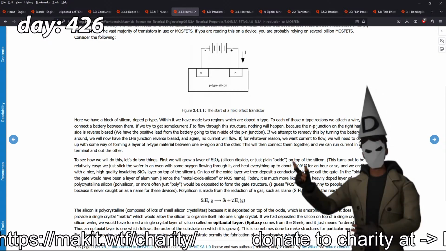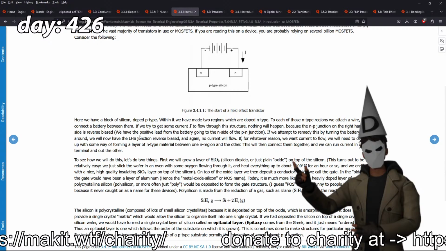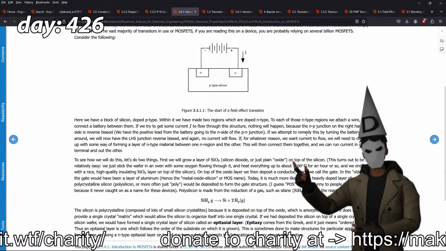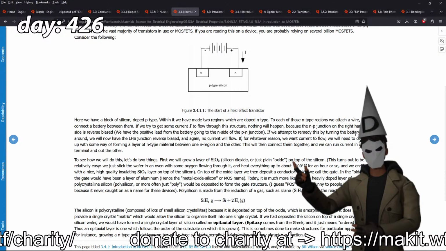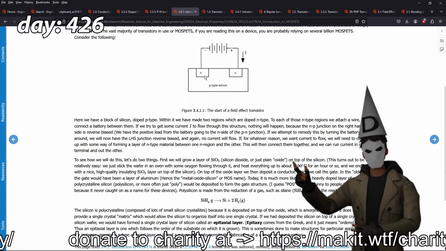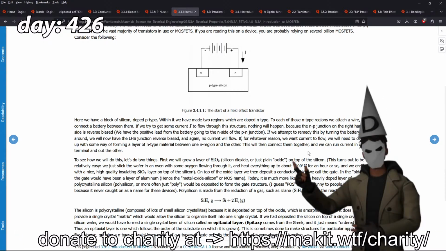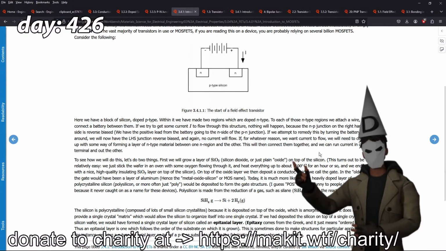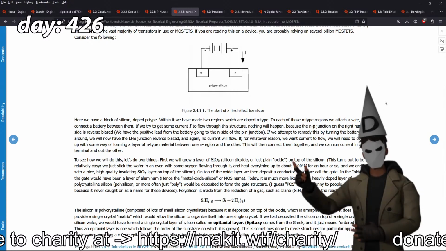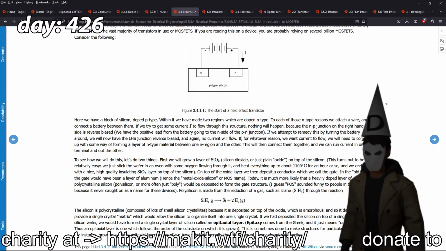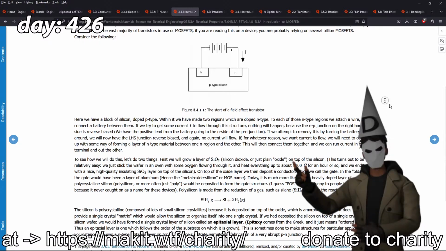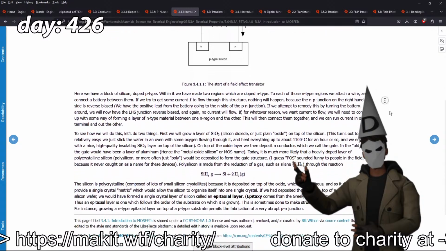If we try to get some current, yeah, we have the positive battery going to the inside of the PN junction. If we attempt to remedy this by turning the battery around, we'll now have the other junction reverse biased. Yeah, and again, nothing will flow. If for whatever reason we want current to flow, you'll need to come up with a way of forming a layer of N-type material between one N region and the other. This will then connect them together and can run the current in one terminal but not the other.